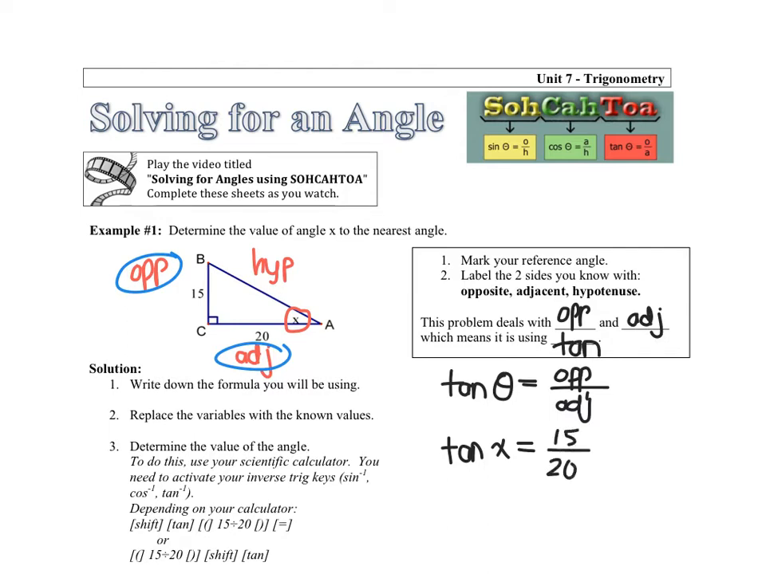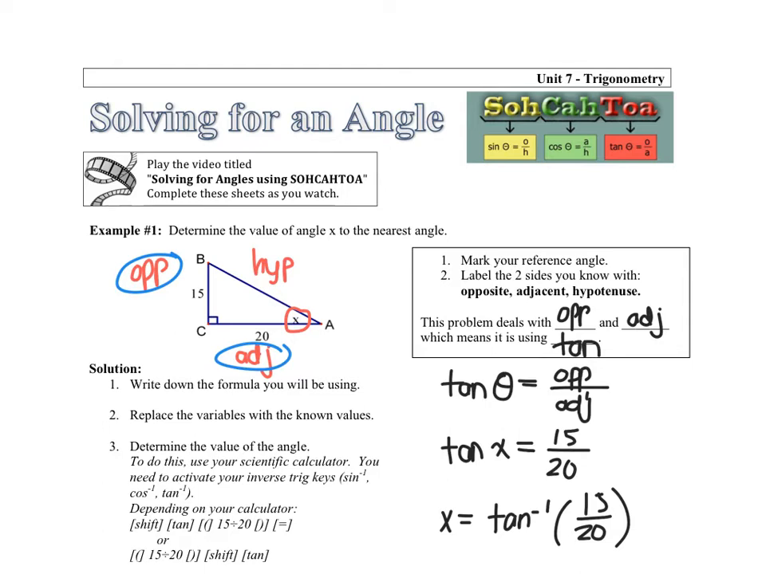And now, whenever you're looking for a missing angle, you're going to be using the inverse function. In this case, we have the tan trig ratio, so in your calculator, you're going to type in tan inverse. Now, this is the notation for tan inverse of the ratio. It looks like tan to the power of -1, which isn't a thing. That's just the notation for tan inverse. And it's pretty much your calculator trying to figure out what angle it should plug in for x so that you get that ratio of 15 over 20.